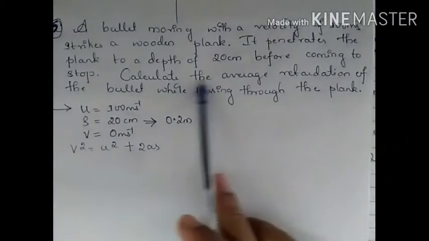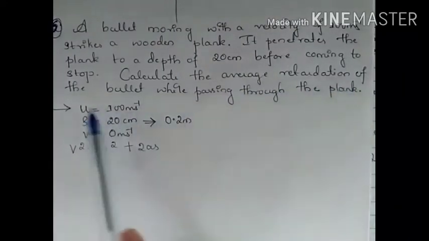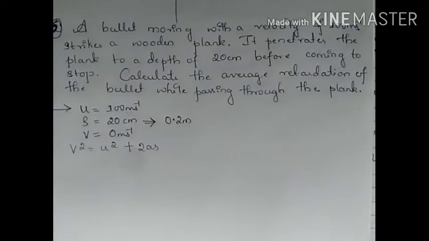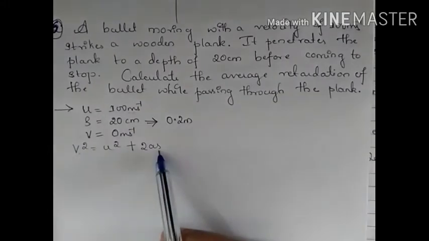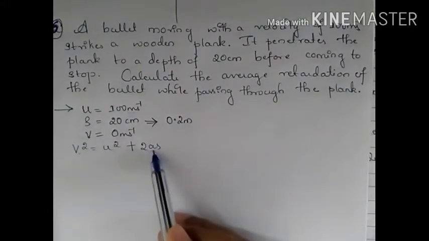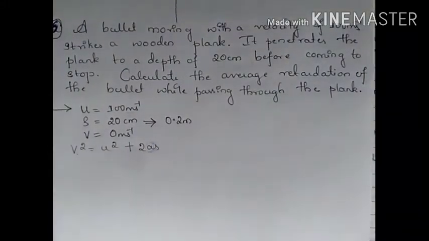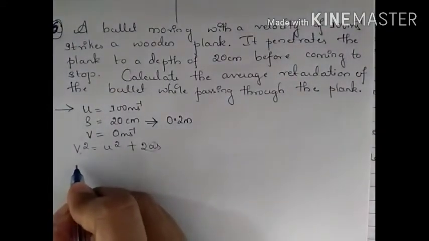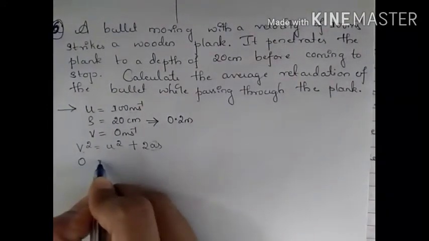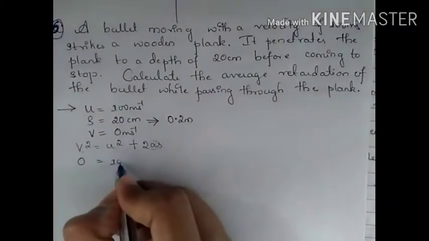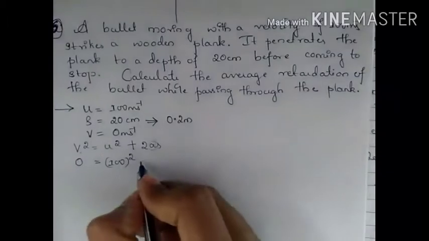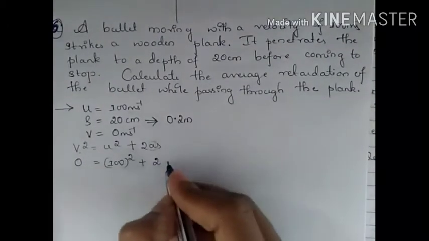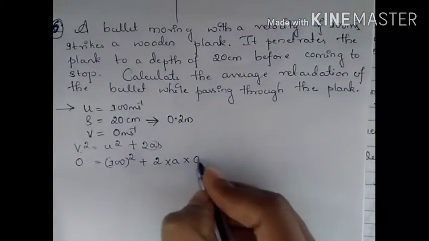So here we are asked to calculate the average retardation of the bullet while passing through the plank. So we know v and u and s. So from this equation we can calculate a. So let us substitute the values. V is 0, u is 100 meters per second, so 0 equals 100 square plus 2 multiplied by a multiplied by 0.2.